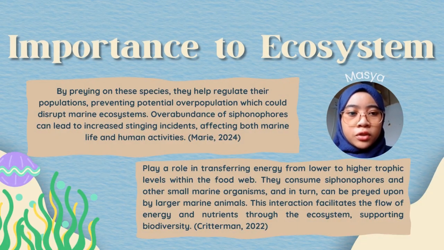So here are the importance to ecosystems. By preying on these species, they help regulate their populations, preventing potential overpopulation which could disrupt marine ecosystems. Overabundance of siphonophores can lead to increased stinging incidents, affecting both marine life and human activities. They play a role in transferring energy from lower to higher trophic levels within the food web. They consume siphonophores and other small marine organisms and in turn can be preyed upon by larger marine animals. This interaction facilitates the flow of energy and boosts the ecosystem, supporting biodiversity.